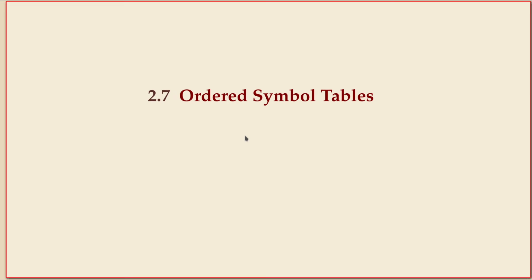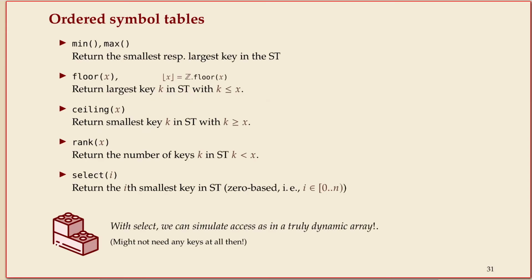In this section, I want to talk about ordered symbol tables, which is really why binary search trees are good. I'll come back to this in a second. Ordered symbol tables are an extension of the abstract data type of a symbol table. It has all the operations that you've just seen before, but it has a few more that come in handy. In particular, you're allowed to find the smallest and largest key.